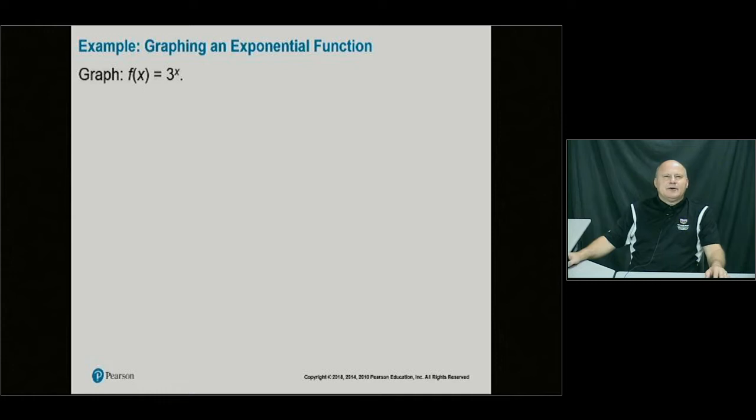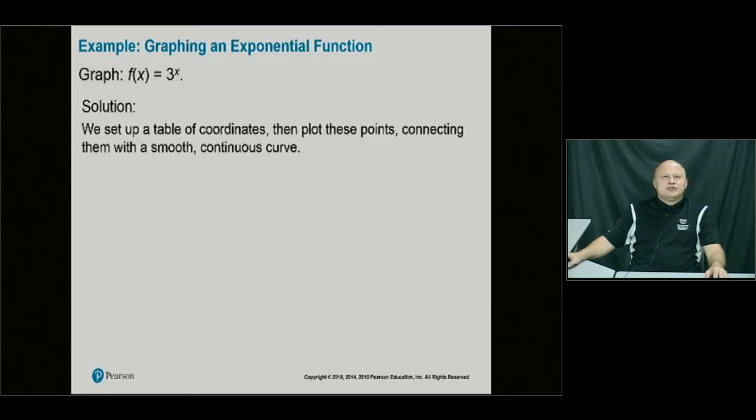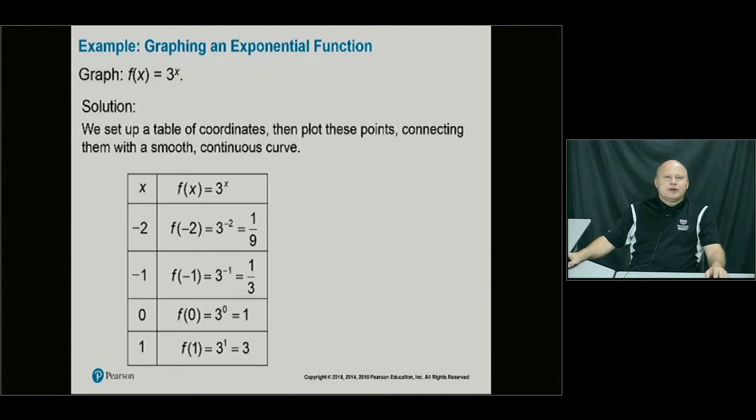So, graph of an exponential function, f of x equals 3 to the x. We set up a table of coordinates, plot the points, and connect them with a smooth continuous curve. So we're going to start at -2. We're going to put -2 in. 3 to the -2 is 1/9. You put in -1, it's going to be 3 to the -1, which is 1/3. You put in 0, 3 to the 0 is 1, remember? And you put in 1, 3 to the first, of course, is 3.